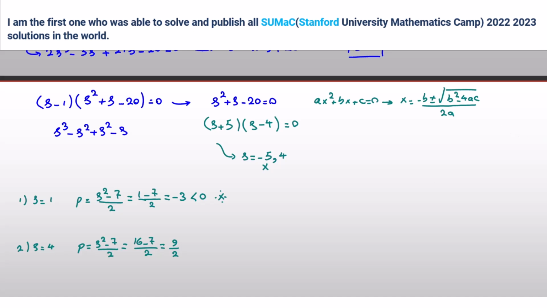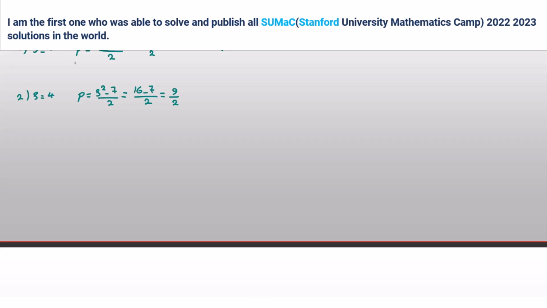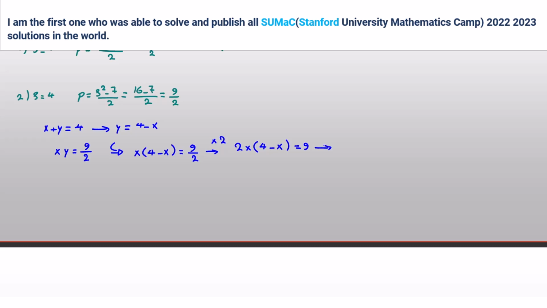Now, we should find X and Y in the next step. S is what? X plus Y. X plus Y is 4. P is what? XY is 9 over 2. Now from here, we can say Y is 4 minus X. If we plug in 4 minus X for Y here, X times (4 minus X) is 9 over 2. We can multiply both sides by 2 to get rid of the denominator. 2x times (4 minus X) is equal to 9. And then if we expand, it will be 8x minus 2x squared is equal to 9. If we take all things to the right side, it will be 2x squared minus 8x plus 9 is 0.